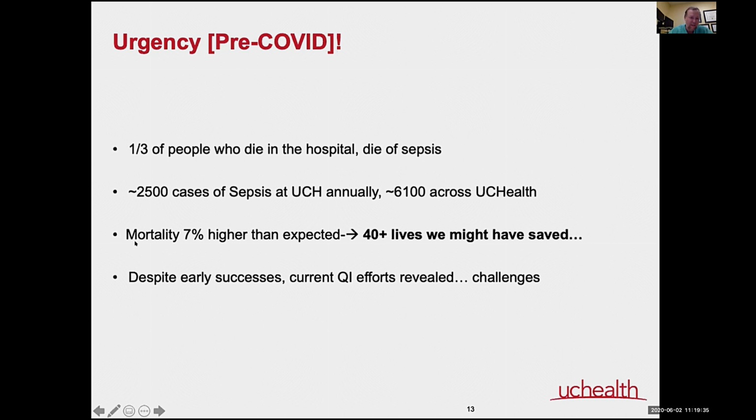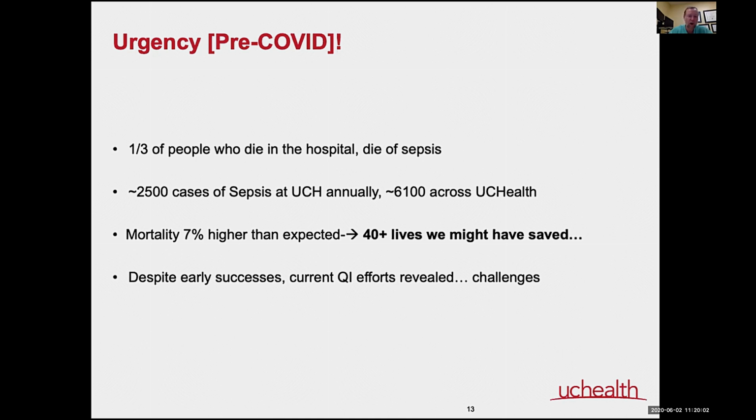And this is the key piece of data, which is that our mortality was higher than we wanted it to be. It was higher than expected. So based on our case mix in terms of the intensity and how sick our patients were, they were unfortunately dying from sepsis at a 7% higher rate than we would expect. And that's translated here to 40 lives that we could save if we delivered optimal sepsis care.